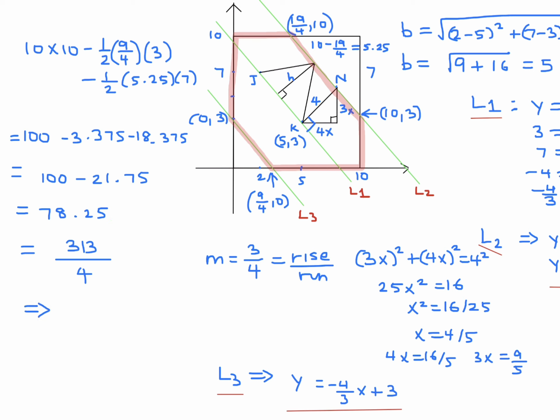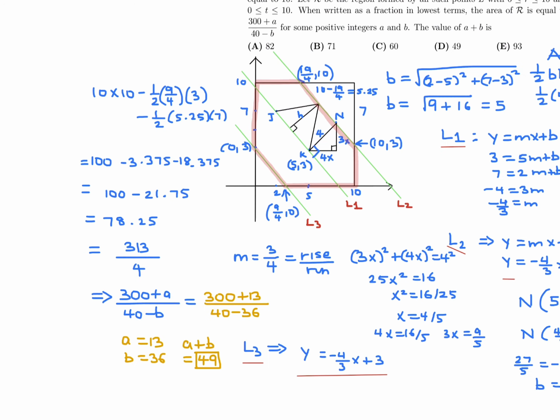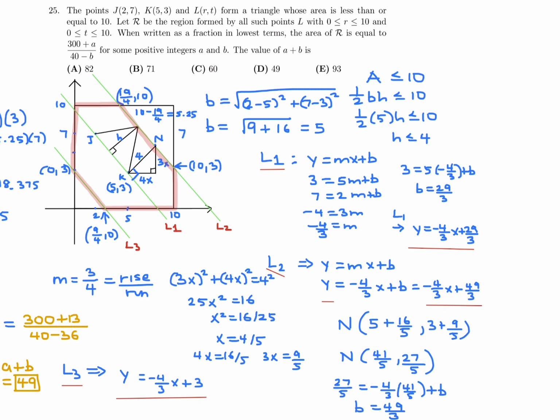So now this is the form that they're talking about, 300 plus a over 40 minus b. I'm not entirely sure why they chose it like that, what the relevance is, but this is obviously 300 plus 13, and then 40 minus 36. That would do it, right? So that means a is 13, b is 36, and therefore finally a plus b would be 13 plus 36, which is 49. 49 for this challenging question. And therefore, number 25, the answer is D.